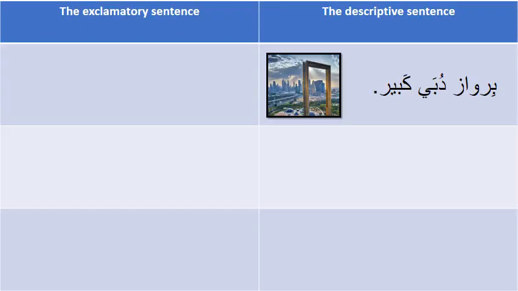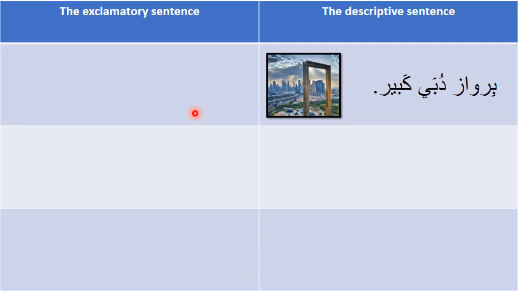And now we are going to practice changing the descriptive sentence into exclamatory sentence. You're going to start with Dubai frame. Have you visited Dubai frame before? It's really very big. We are going to describe برواز Dubai as برواز دبي كبير. برواز Dubai means Dubai's frame. كبير means big. Instead of saying برواز Dubai is big, we're going to say how big is برواز Dubai, or what a big frame is برواز Dubai.